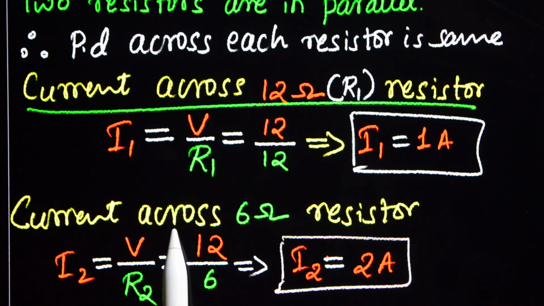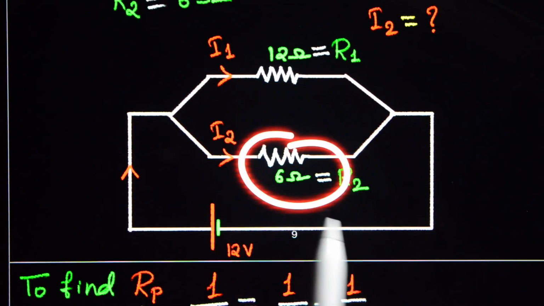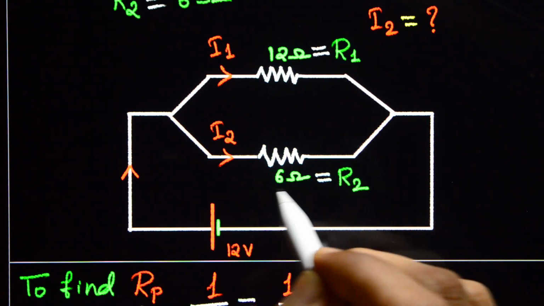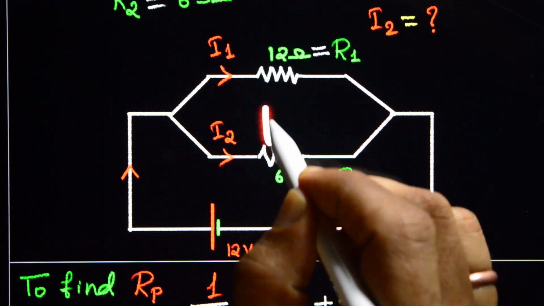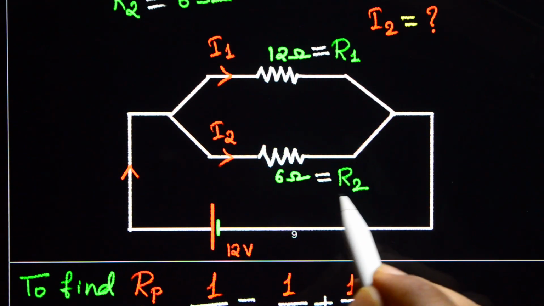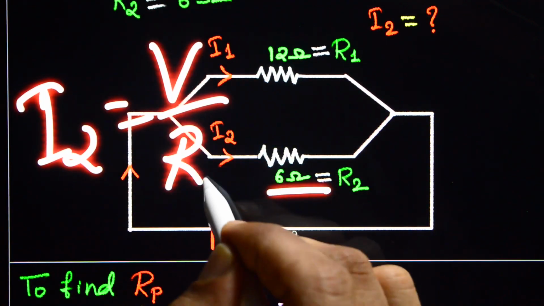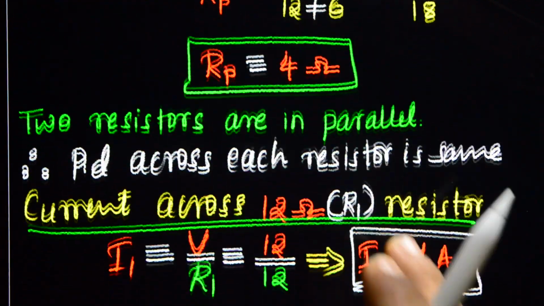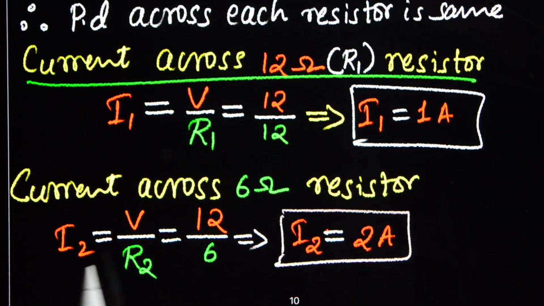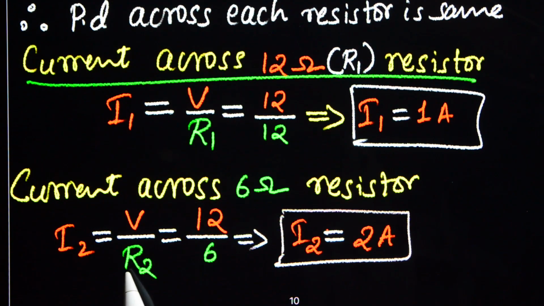Now the current across the 6 ohm resistor, that is the current through our second resistor. We know that the potential difference across this second resistor is also 12 volt, and the resistance is R2 equal to 6 ohm, and we know that I2 is equal to V divided by R2. V is 12 volt and R2 is 6 ohm. Therefore I2, the current through the 6 ohm resistor, is 2 ampere.